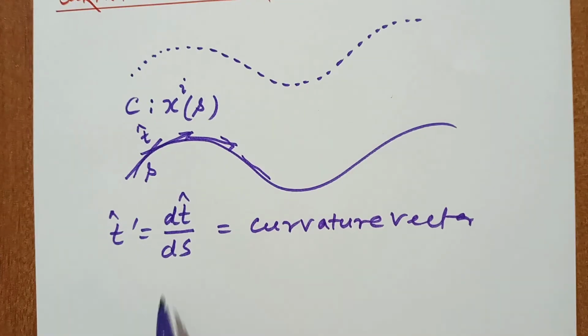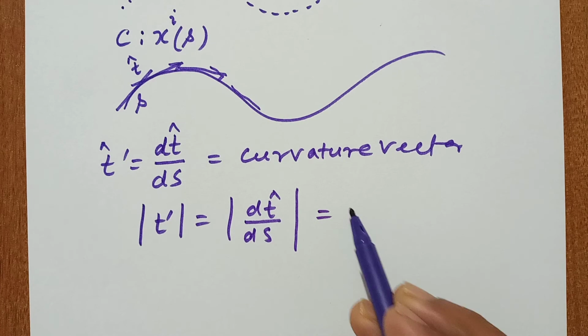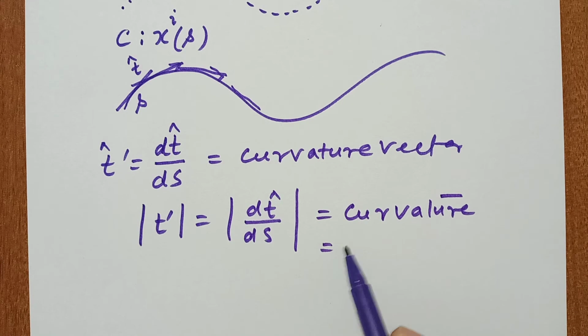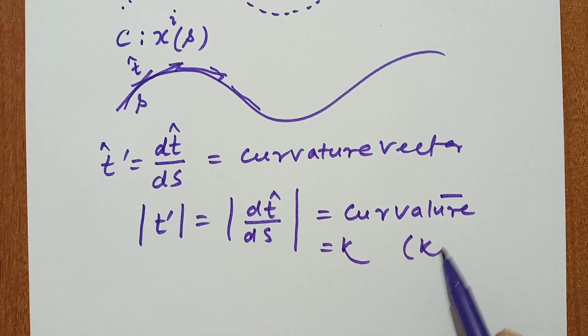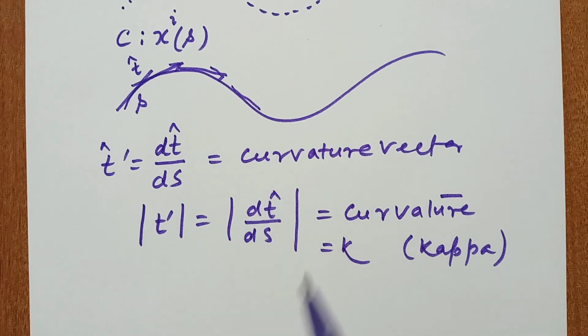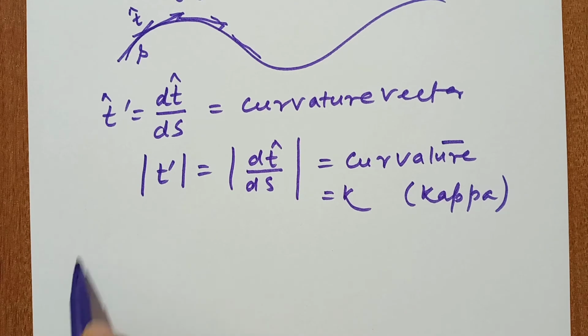The magnitude of the curvature vector, that is T dash equal to dT/ds, is called curvature, and is denoted by the Greek letter kappa. So this is the curvature of a curve. The arc rate of rotation of the unit tangent vector is called the curvature vector, and the magnitude of the curvature vector is called curvature.